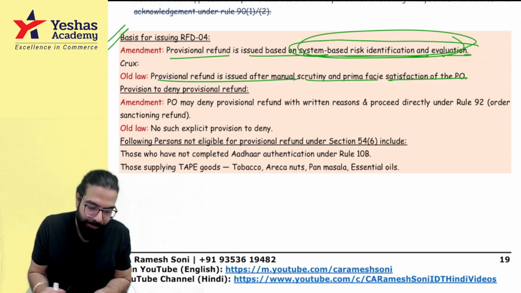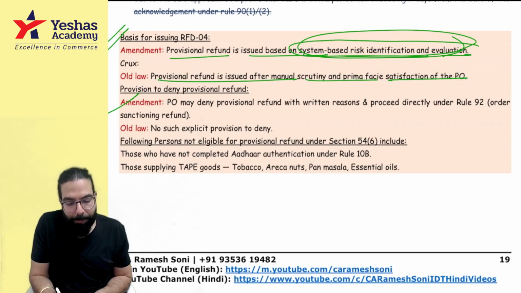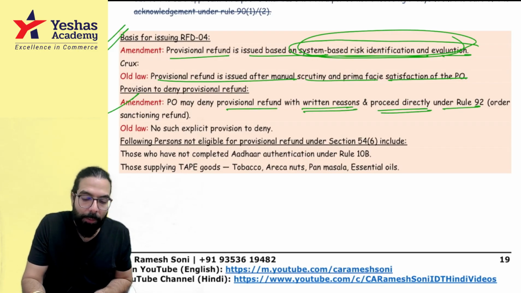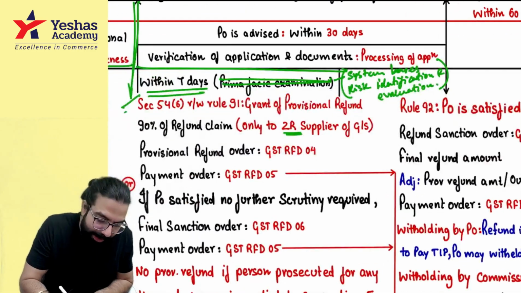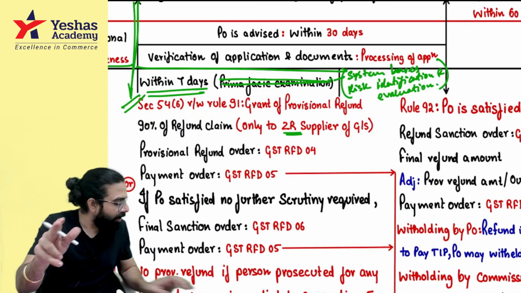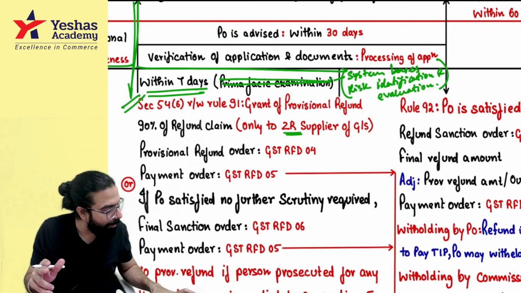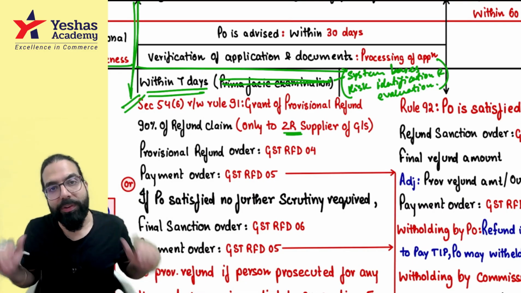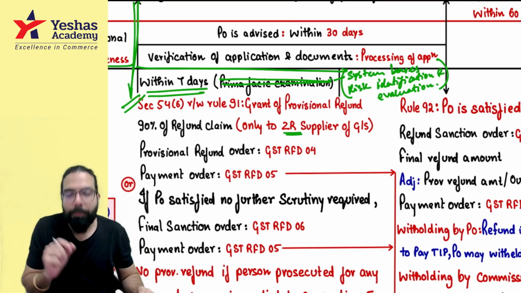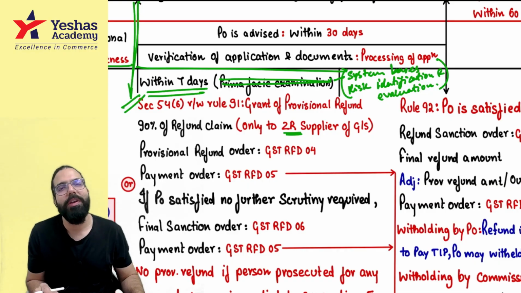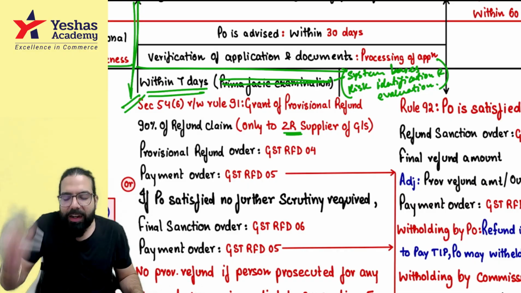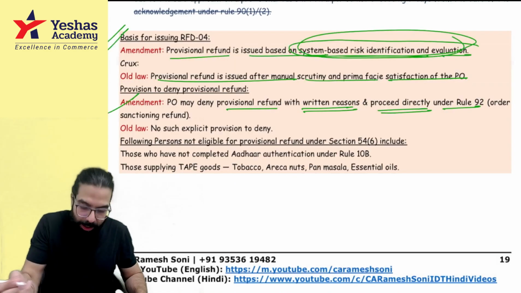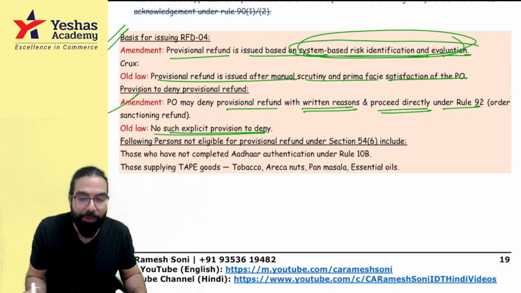Okay sir. Next, the proper officer can deny provisional refund with written reason and proceed directly under rule number 9(2). Means if the officer wants, he can reject your provisional refund even if you are a zero rated supplier. Even if you are a zero rated supplier, the proper officer can go ahead and reject the provisional refund. Earlier, there was no written provision for this. Now they have written it down in the law and told the proper officer can write down the reason and say, I will not give provisional refund. The proper officer has the power. Earlier, there was no explicit provision to deny.